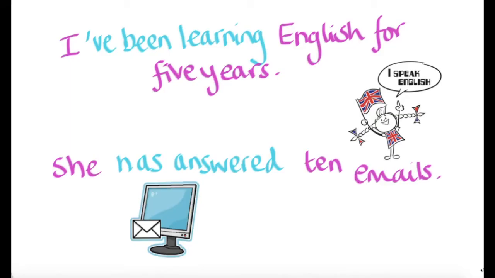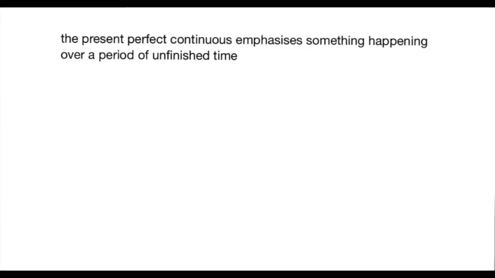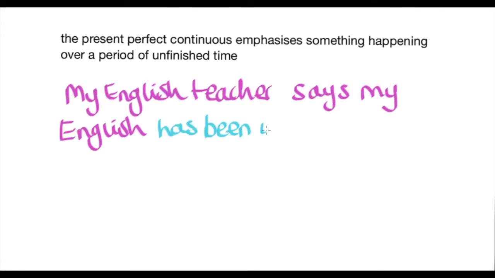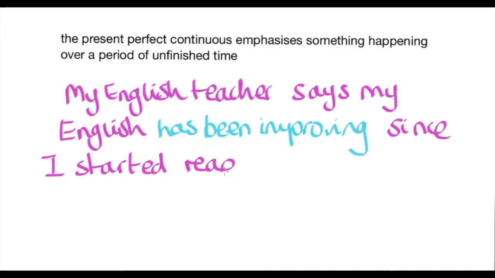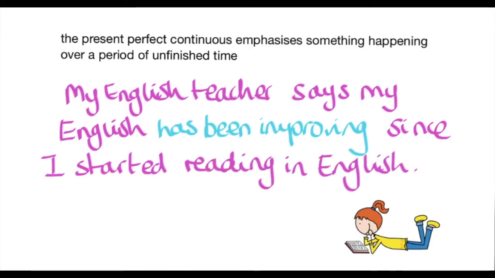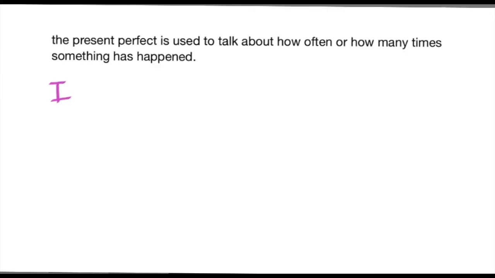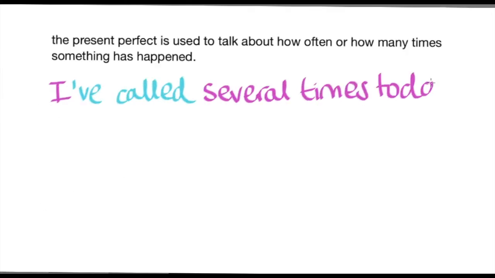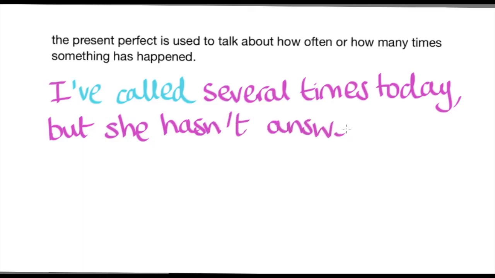It's a finished action. We also use the present perfect continuous when we want to emphasize that something is happening over a period of unfinished time. For example, my English teacher says, my English has been improving since I started reading in English. Whereas we use the present perfect simple to talk about how often or how many times something has happened. I've called several times today, but she hasn't answered the phone.